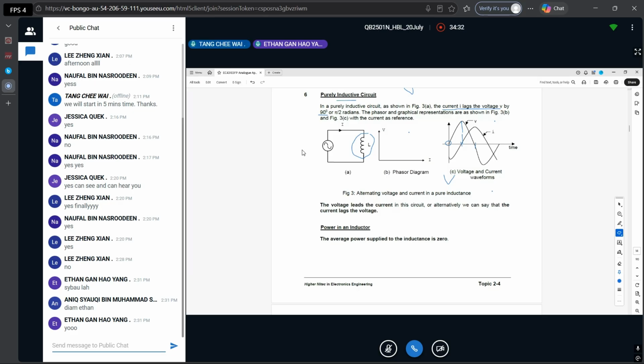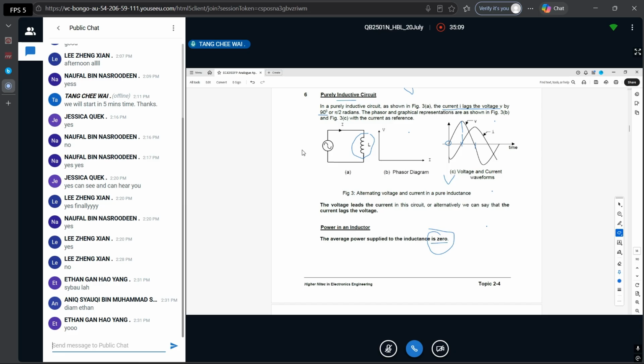Just now in the resistor, there is power that you can calculate, but for the inductor circuit, there is no power dissipation. Average power is 0. Why? When current flows through the inductor, the magnetic field builds up. When no current flows, the magnetic field collapses. So there is no power dissipated. Just take note.